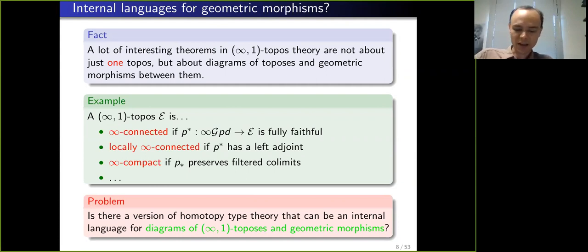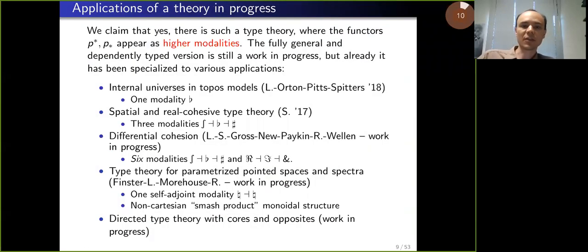And so if we're motivated to study higher homotopy type theory as an internal language for higher toposes, then it's natural to ask, can we generalize this internal language hypothesis to apply not just to single higher toposes, but to geometric morphisms between them? And that's the point of the project that we're working on.